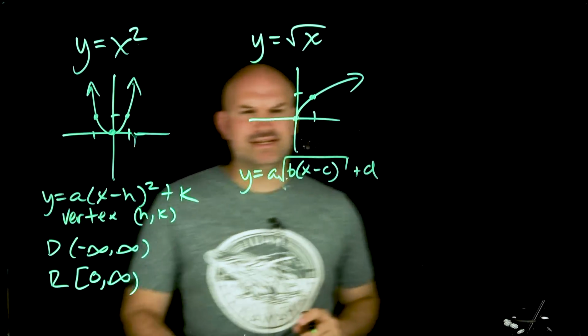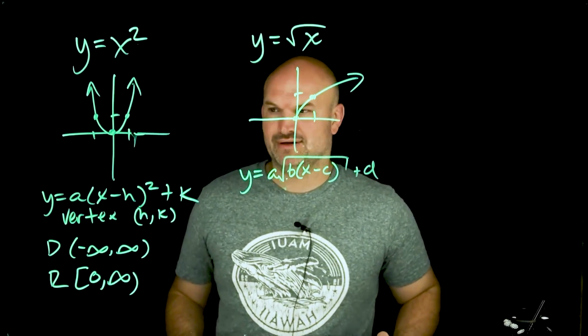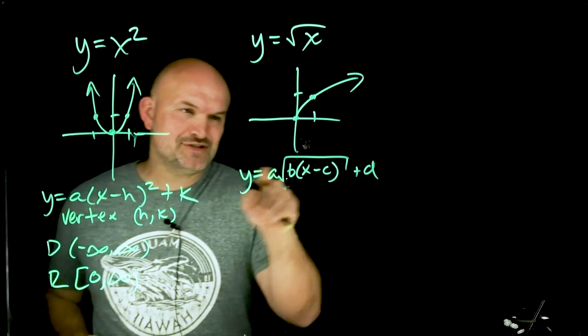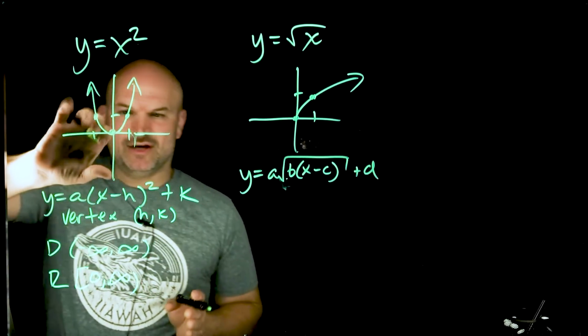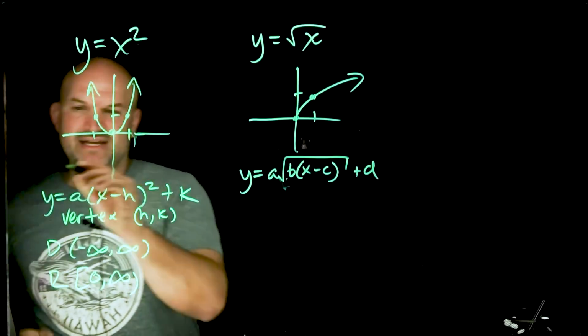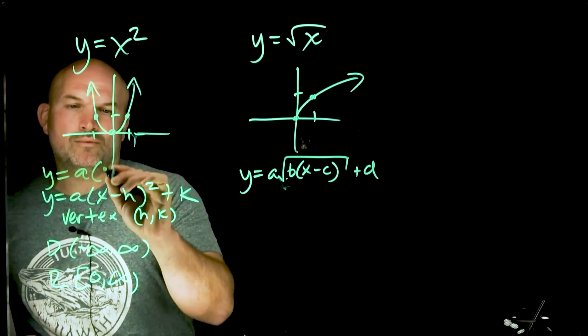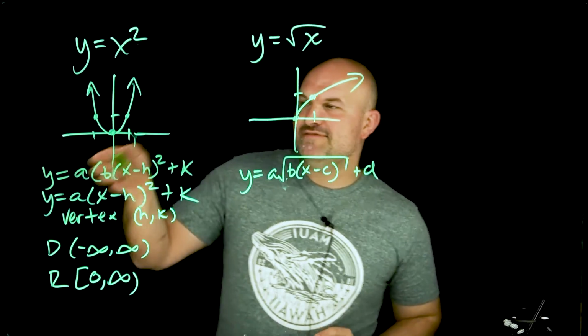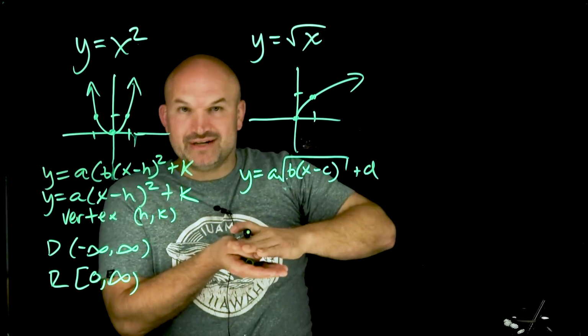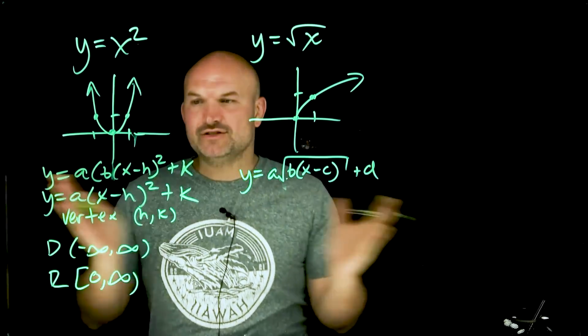Now, you might be looking at this and be like, whoa, whoa, whoa, what happened, Mr. McLogan? Well, what happened was I inserted an extra value inside the middle. Now, a lot of times you can do the same thing over here. You can create a b in front of this case, but it's important to understand what exactly this b is doing inside of that function. Well, if a is your vertical stretch or compression, b is going to be your horizontal stretch or compression.